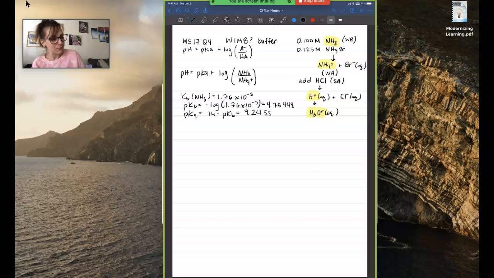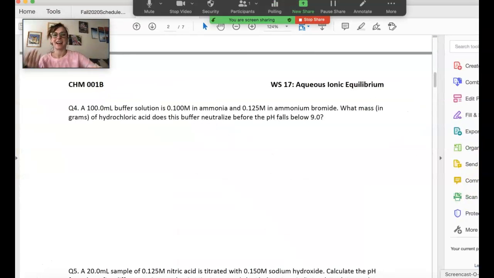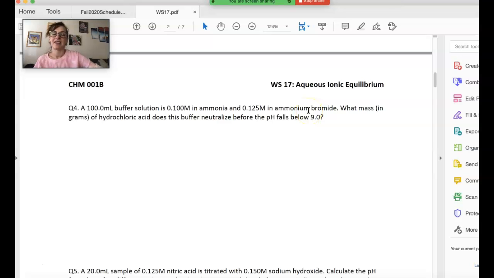So if I prepared a buffer that had equal concentrations, an equal amount of ammonia to ammonium, the log of 1 is 0, then the pH is equal to the pKa. But in this question here, we're asked how much HCl can I add before the pH falls below 9. So really the question is asking, how much HCl can I add to get the pH to 9? Anything more than that will have it fall below 9.